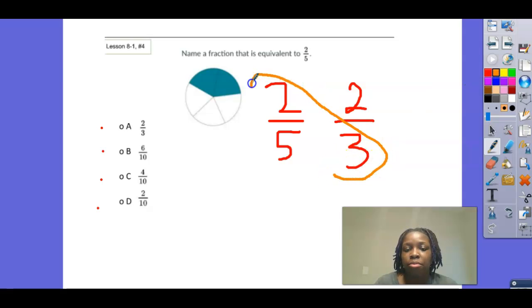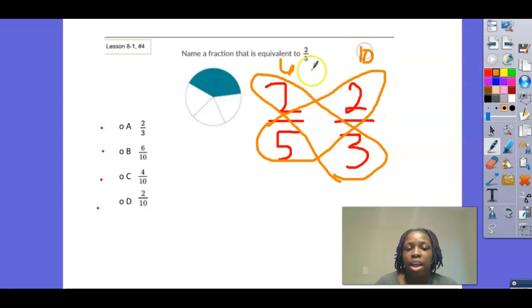So I'm going to do 3 times 2, which is 6. Then I'm going to do 5 times 2, which is 10. They are not equivalent. 6 and 10 are not equivalent, right? So I'm going to cross out A. Then I'm going to try B, which is 6/10. So I have to use the same fraction. This is the fraction I'm looking for to see if it's equivalent. 2/5 and 6/10. All right? So we're setting them against each other.